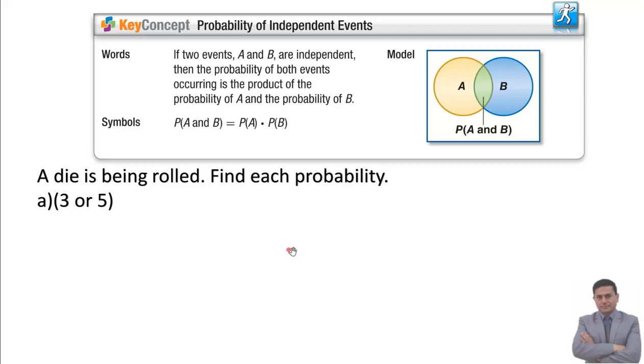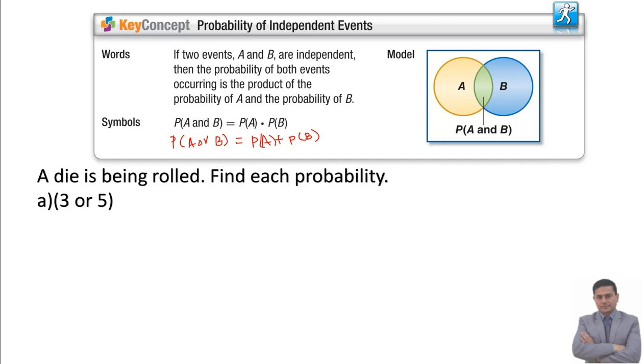If the two events A and B are independent, then the probability of both events occurring is the product of the probability of A and the probability of B. So when we use AND, there is a multiplication sign between the two events: probability of A dot probability of B. And if we use OR, we will use addition here. These two probabilities we will discuss today. Remember, it's independent events. So let me start with the first example.